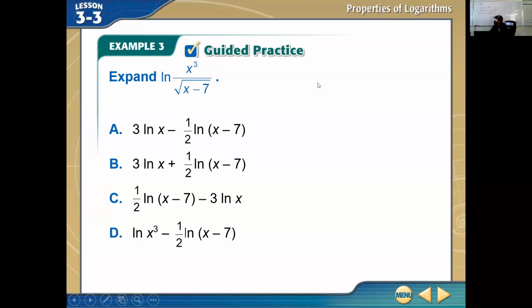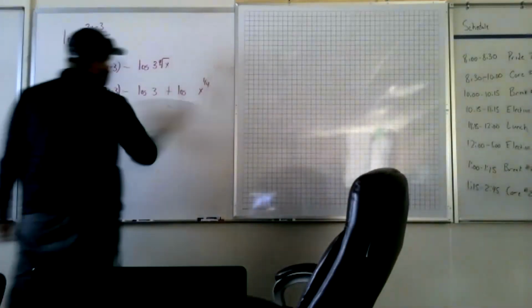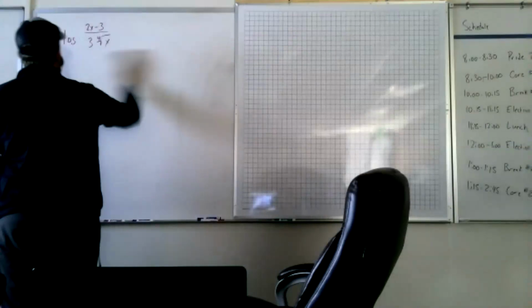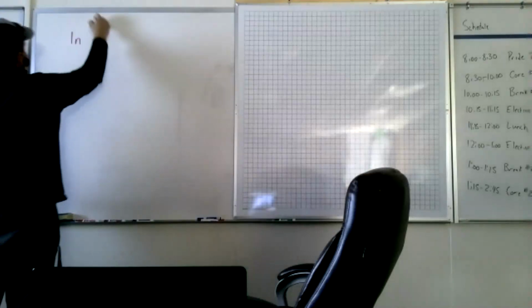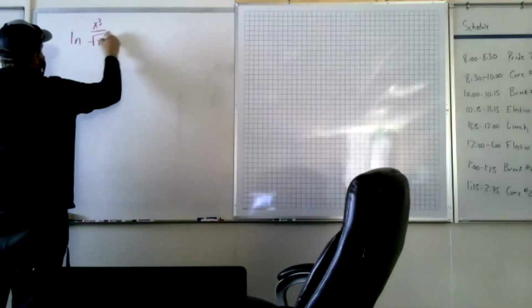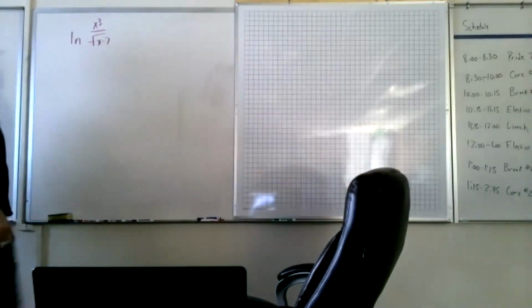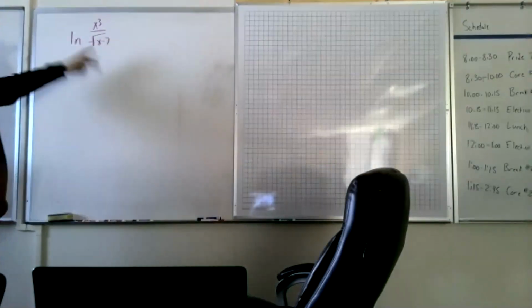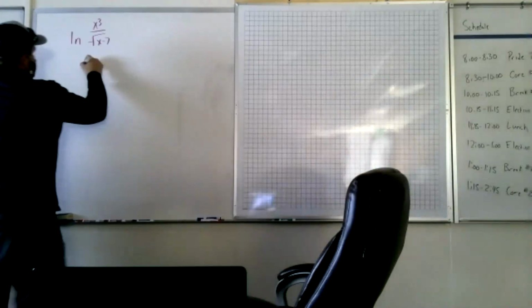All right. So looking at this one, I'm not going to do this all together. I guess I could. Okay, so expand the natural log of x cubed divided by the square root of x minus 7. So once again, I want to analyze this one and figure out what can be expanded, what can't. Okay, this square root of x minus 7, I can't do anything with the x minus 7. They have to stay together. So first part, quotient property.